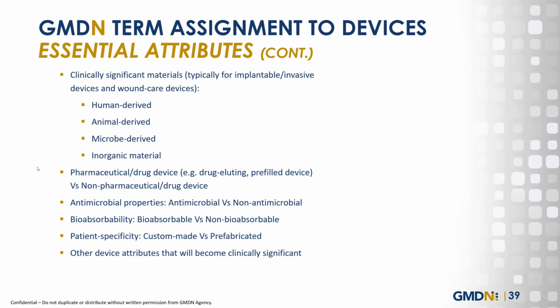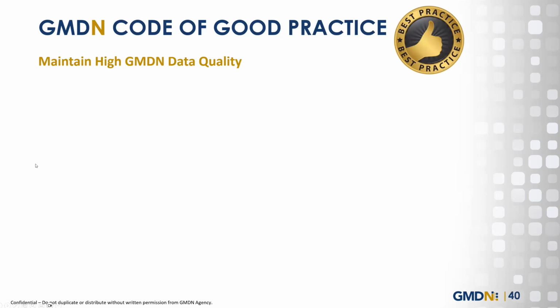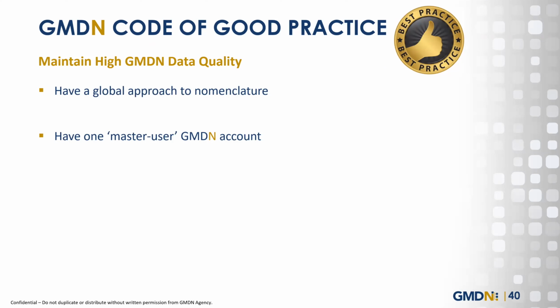So moving on from the essential attributes to our code of good practice. These are guidelines for you to try to maintain high quality in your GMDN term assignments. What we recommend is to have a global approach with respect to the nomenclature and your GMDN term assignments. And what I mean is to have one master user GMDN account, who will be in charge of all the activities that are related to the GMDN terms.